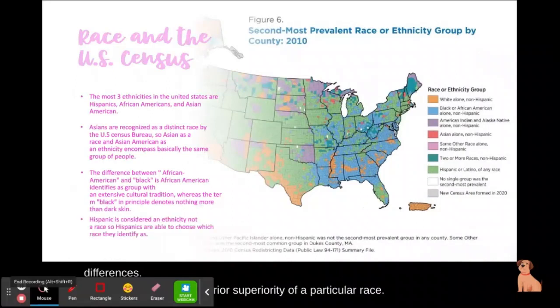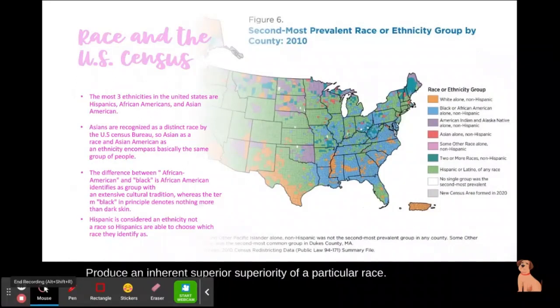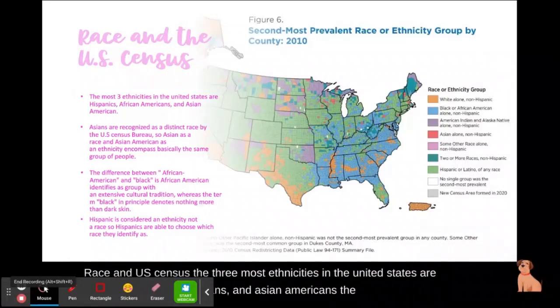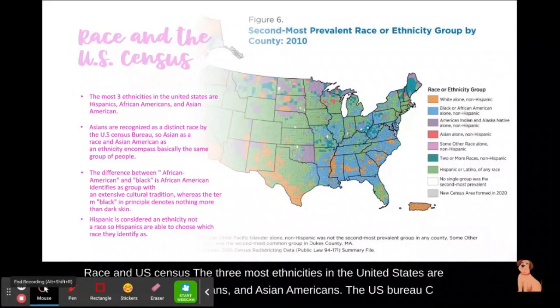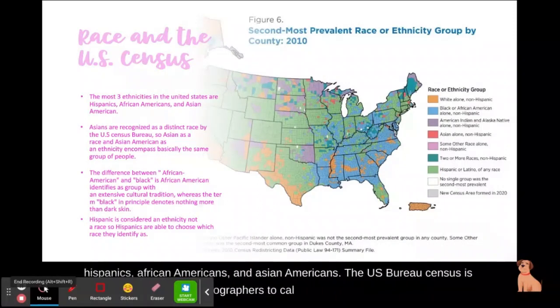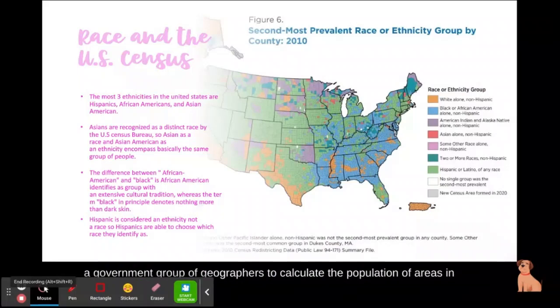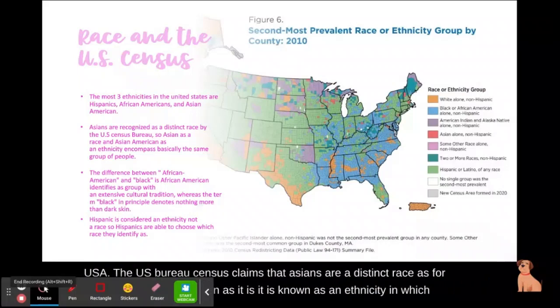Race and the U.S. Census. The three largest ethnicities in the United States are Hispanics, African Americans, and Asian Americans. The U.S. Census Bureau is a government group of geographers that calculates the population of areas in the USA. The U.S. Census Bureau claims that Asians are a distinct race. Asian American is known as an ethnicity, which is basically the same group of people.